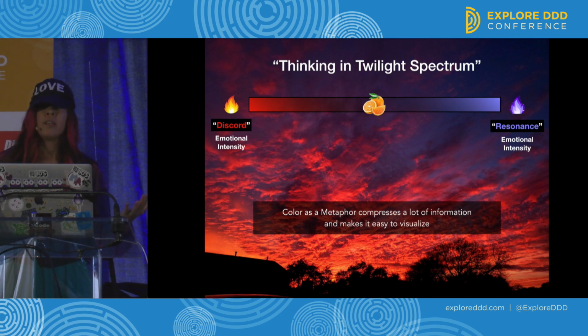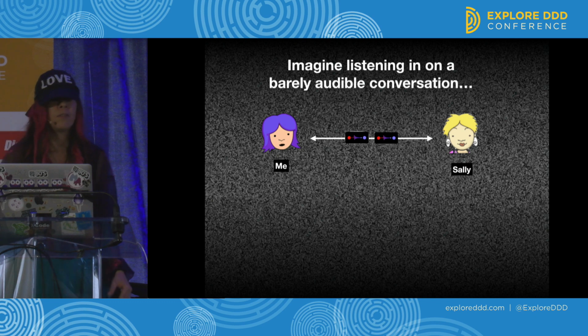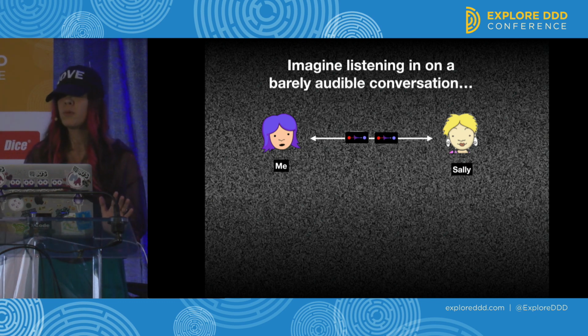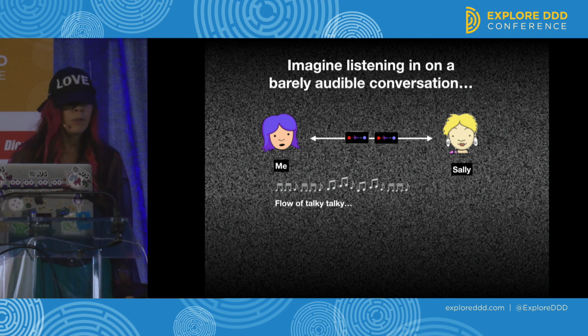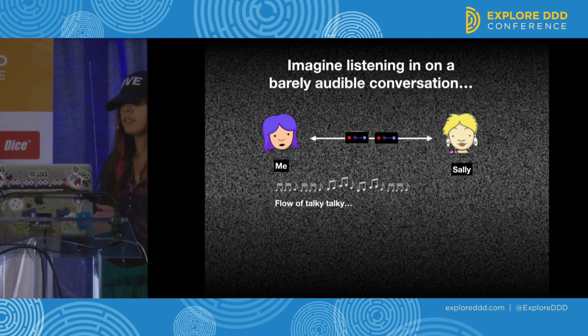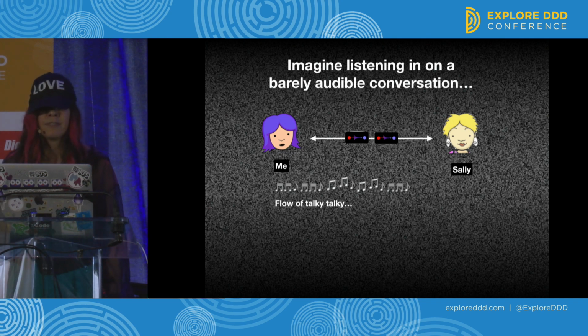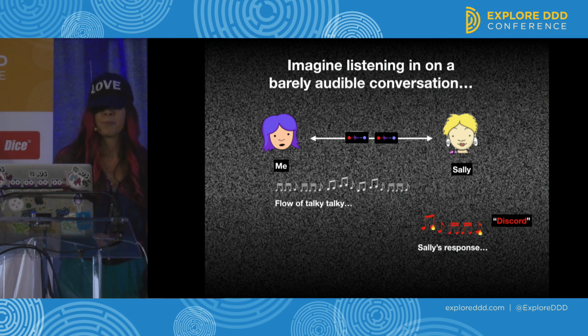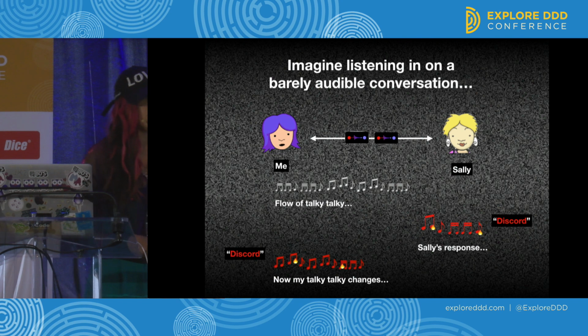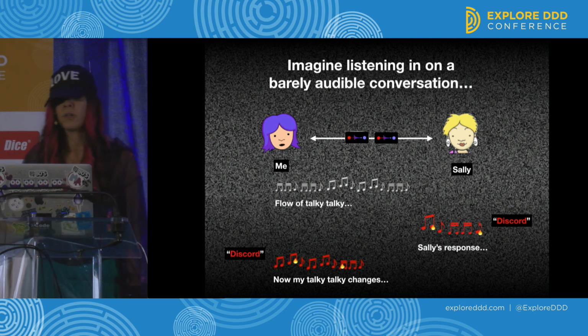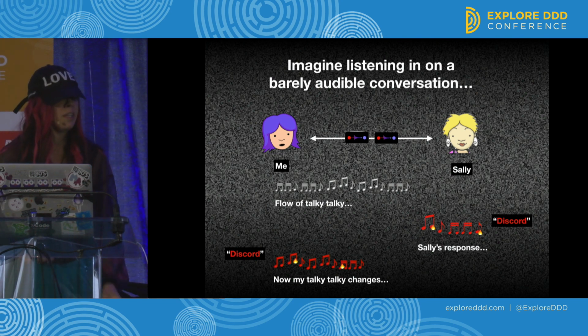So now imagine listening to a conversation that's barely audible, so you can't really hear the words, and it just sounds kind of like music. And you can watch these people from a distance talking and listen to the music of the conversation. So here I'm saying some talky words, and Sally responds with discord. Then I have the same sort of adjustment too. I start responding with discord too. And the same thing can happen the other way.